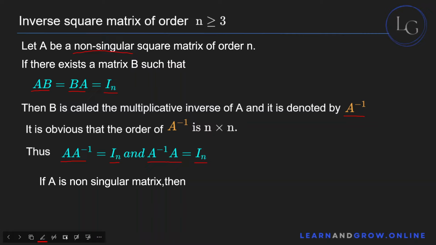Now, the other way is, if A is a non-singular square matrix, then what you simply do is divide the adjoint of A by the determinant of A, and that's about it really.